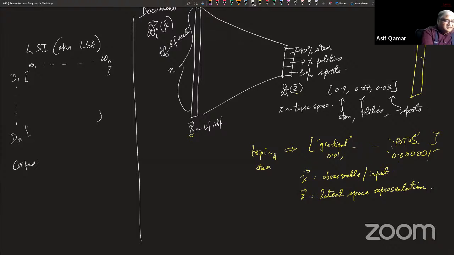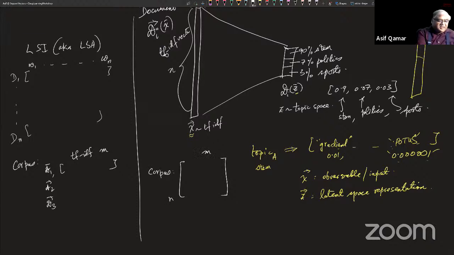can be written as this thing, D vector, D1 vector, D2 vector, D3 vector. And each of these D vectors is, of course, a TF-IDF row vector, right? So your corpus is basically a rectangular matrix of n cross m. Let's say that you have m words in the vocabulary. M is equal to the size of your vocabulary, and n is the number of docs in the corpus.